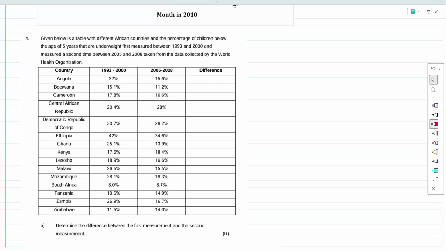They want the difference. Now, you don't have to try and make anything positive. It doesn't matter for now. So what you would do first is just take the first column minus the second column, just to make it easy. So 37 minus that is 21.4%. And we would continue going down. Okay, so the next one would be 3.9%, 1.2%.